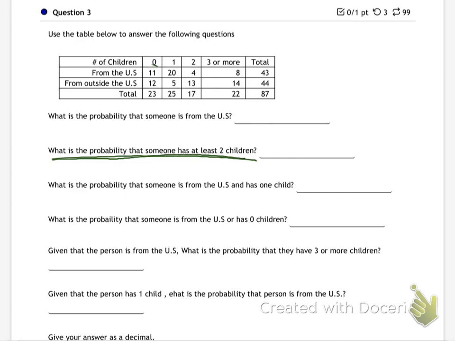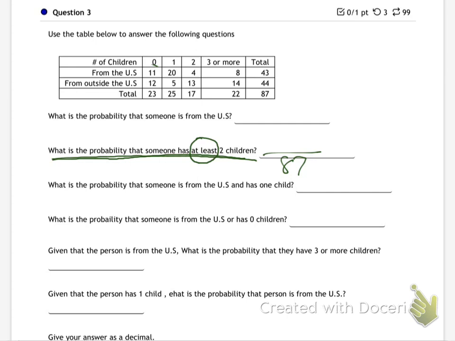Is there a given on this question? Not this part anyway. There's not even a given until further down the line. So this has no given, so that means the denominator must be the 87. But what's the numerator? 17. Be careful. I think you might not be giving that word its meaning. Yeah, at least 2 children. If I said my family has at least 2 children, that doesn't mean 2. That means 2 or more.